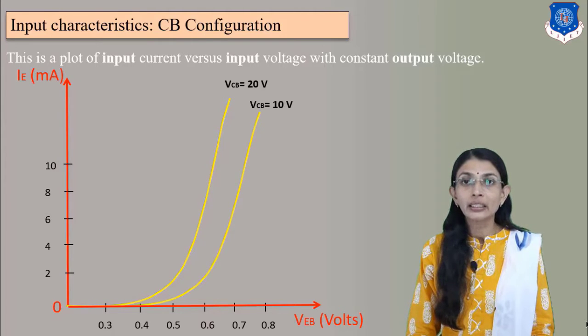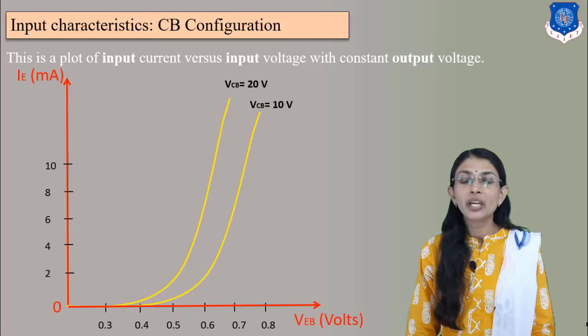Then I will select another value of constant output voltage, that is VCB equal to 10 volt. If we select the constant output voltage VCB equal to 10 volt, again we will vary the VEB from 0 onwards, and we will measure the IE and note it down, and then we will plot on the graph of VI characteristic. Again we will get the same relationship. As VEB increases, IE increases.